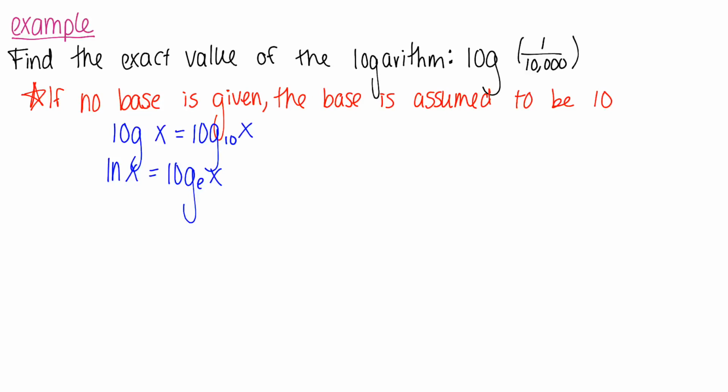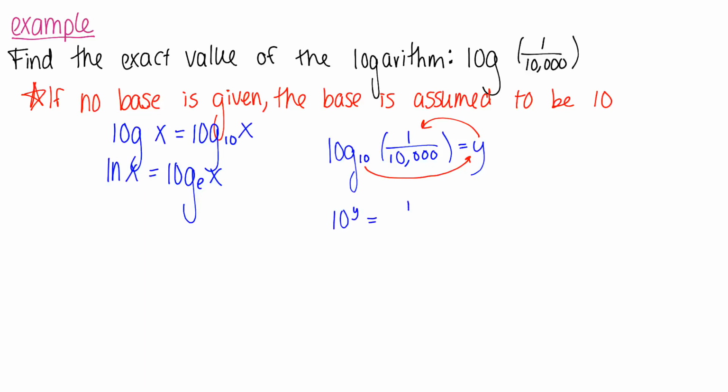So we're going to use the same trick that we did last time. I'm going to go ahead and write a 10 in here, and then 1 over 10,000 is equal to y. Start at the base, across the equals, back again. 10 raised to the y is equal to 1 over 10,000.